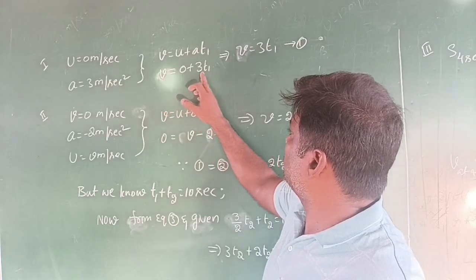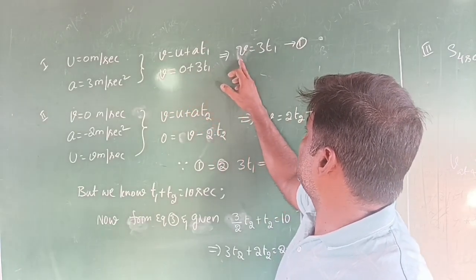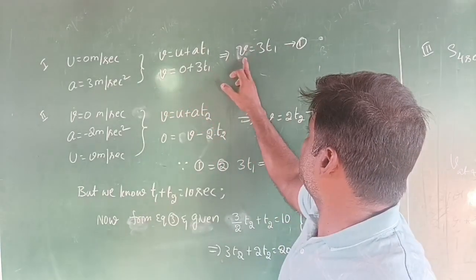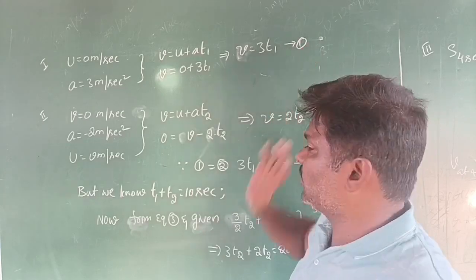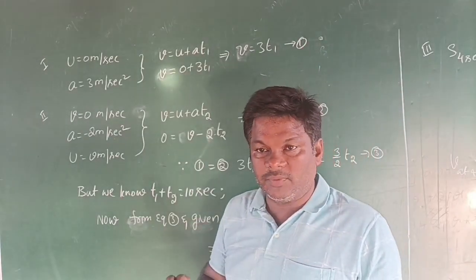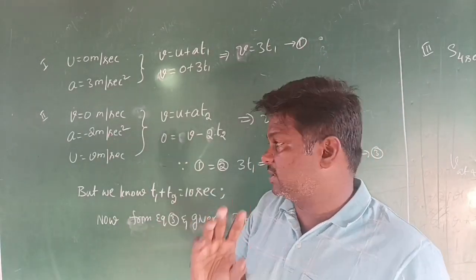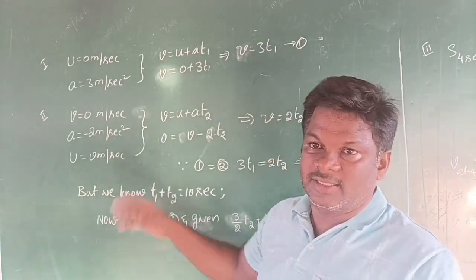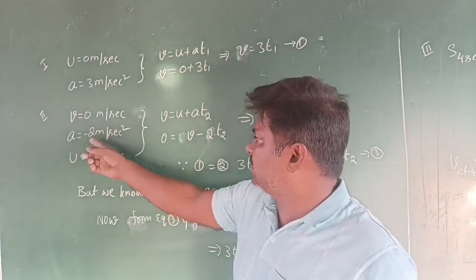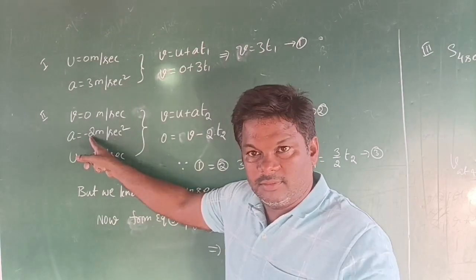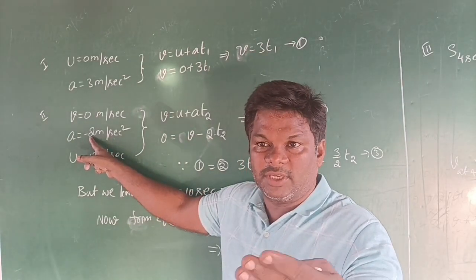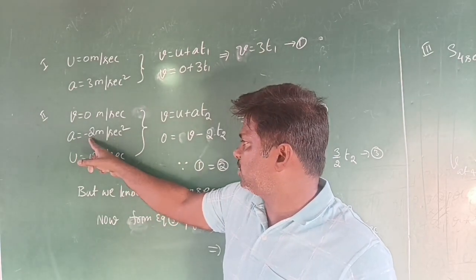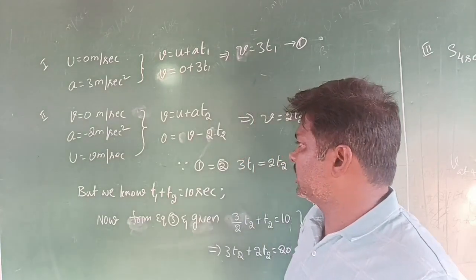Now v is equal to 0 plus 3t1, which can be written like this: v is equal to 3t1. This is equation number 1. We got the relation between t1 and velocity. In the second case, when it is decelerating, the acceleration a is negative, a deceleration: a is equal to minus 2 meter per second square.